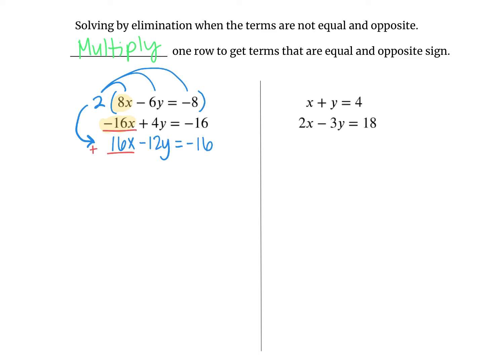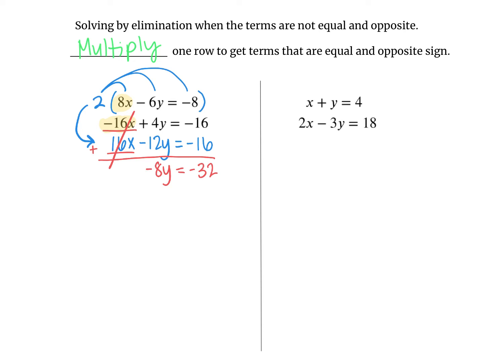So when I add these two things together, negative 16x plus 16x eliminates, just like we expected them to. And then we have 4y minus 12y, which gives me negative 8y. And then negative 16 plus negative 16 is negative 32.